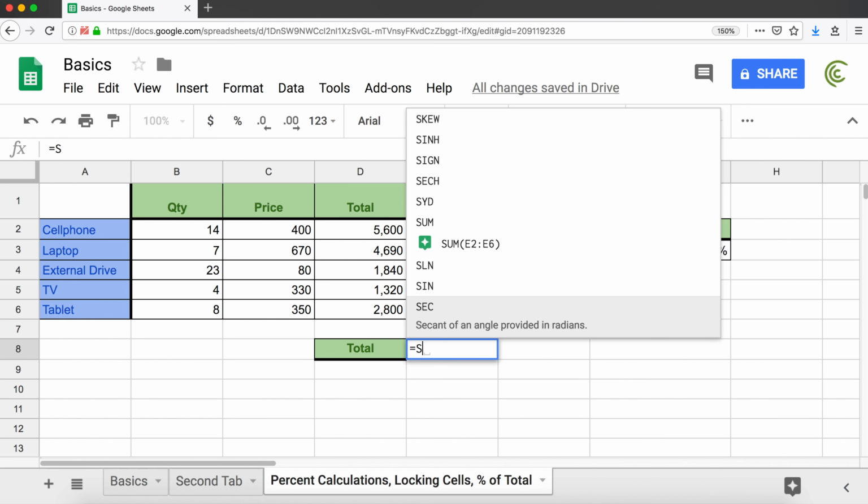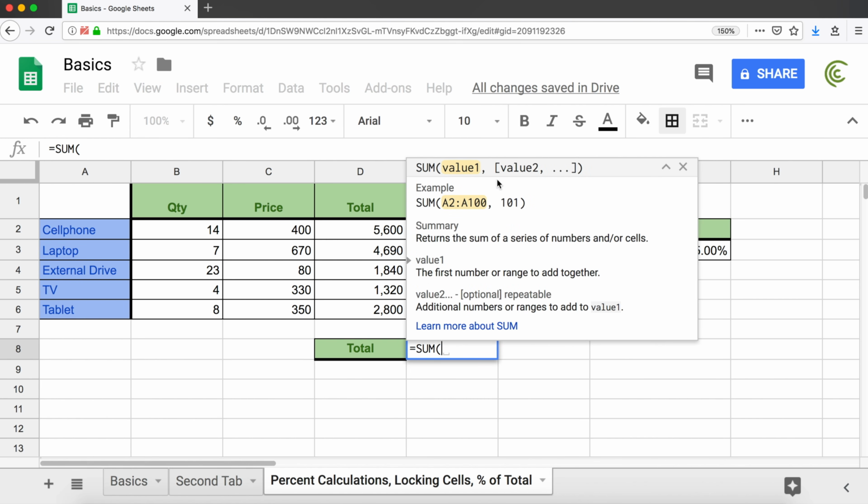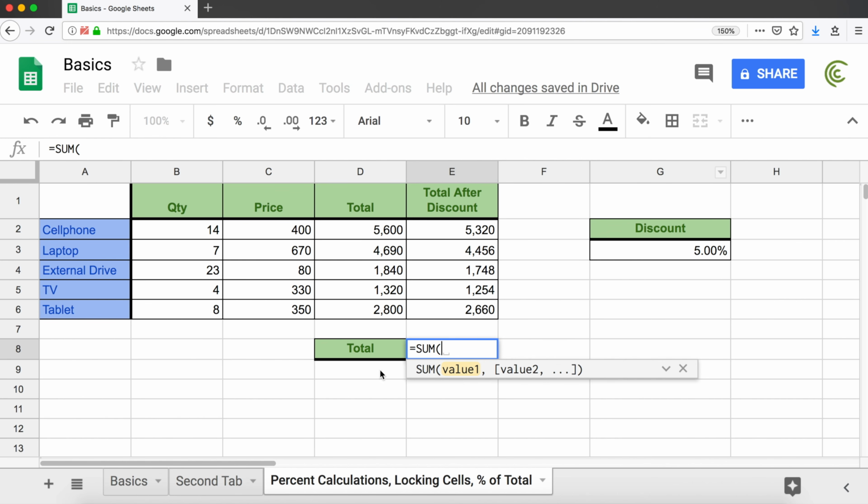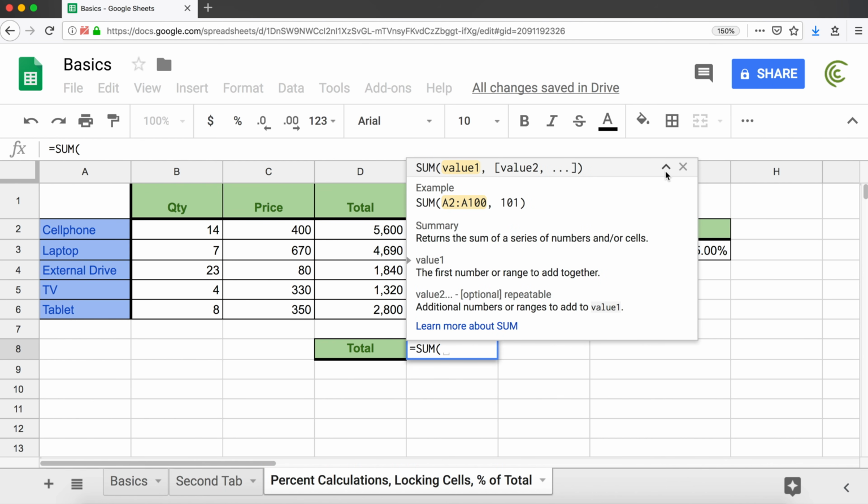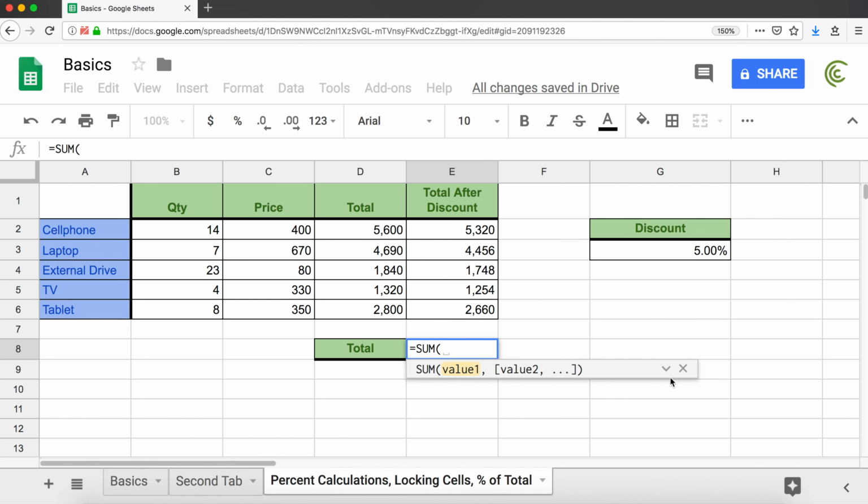So I'm going to do equals SUM, my function. And by the way, this sometimes will get in the way. So you can click on this minimize to get it out of the way so you don't have to look at it. And then you can maximize it again by clicking on this icon and then click to close. And by the way, the shortcut, as you can tell, is F1, the shortcut to do this minimize, maximize. But anyway, I'm going to do from here, that's E2. And then I'm going to do colon. And then the end is E6. And E6, perfect. I'm going to close parentheses and hit enter.